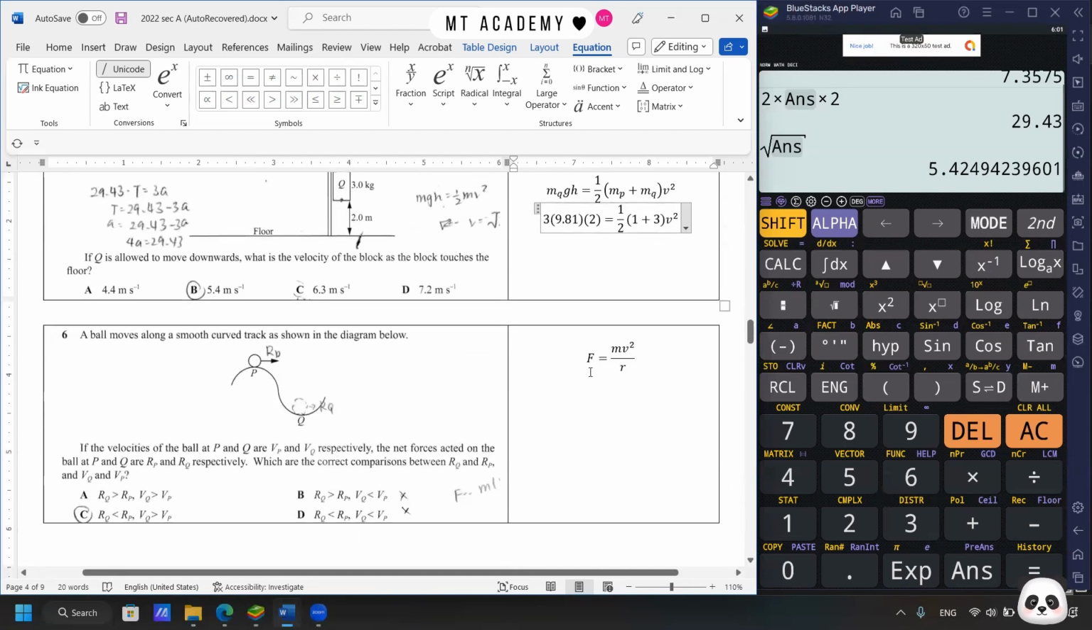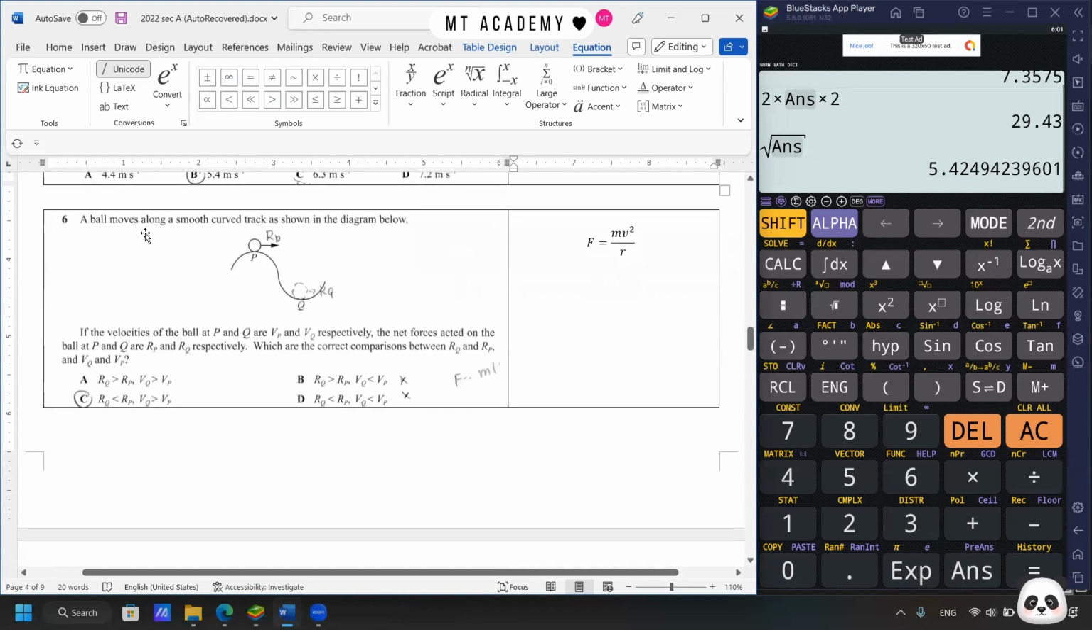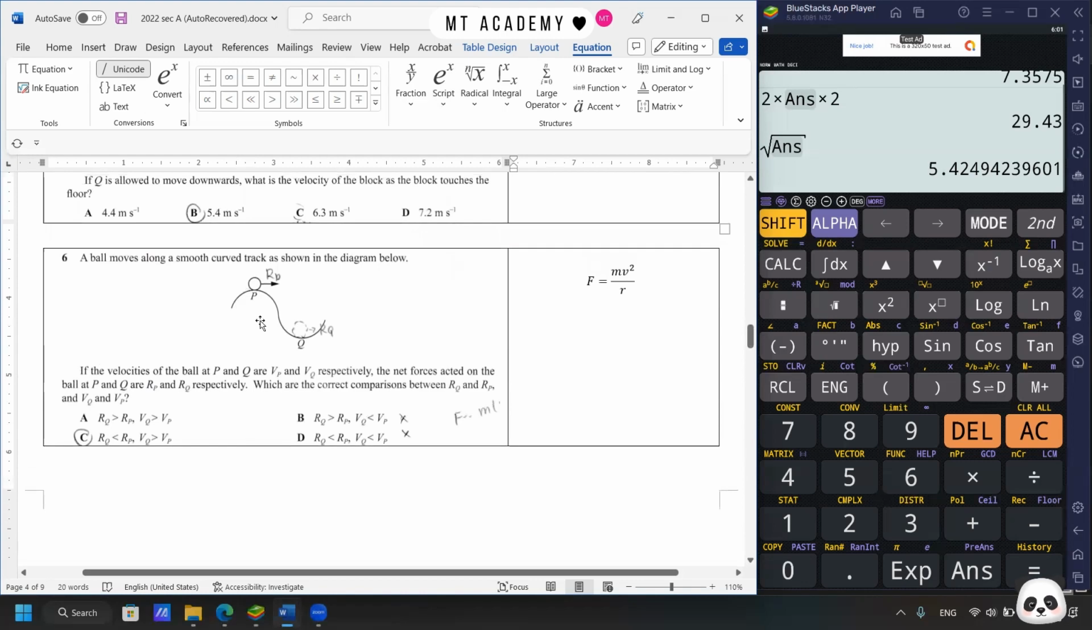And here, we just proceed to question 6. The ball moves along a smooth curved track as shown in the diagram below. If the velocities of the ball at P and Q are vP and vQ, and the net forces acting on the ball, so the net force should be the centripetal force. That's the definition of the centripetal force: it is the resultant force that causes the object to move in a circular motion. The net forces acting on the ball at P and Q are RP and RQ respectively. Which is the correct comparison between these two R and those two velocities?